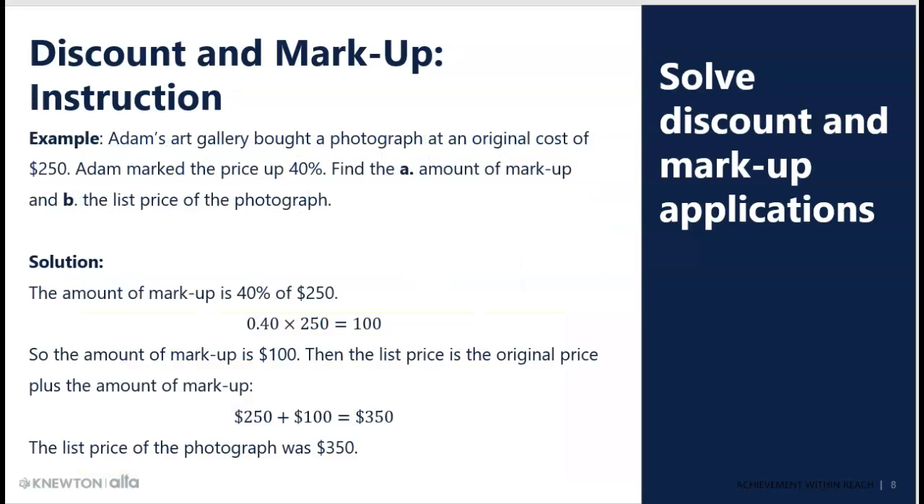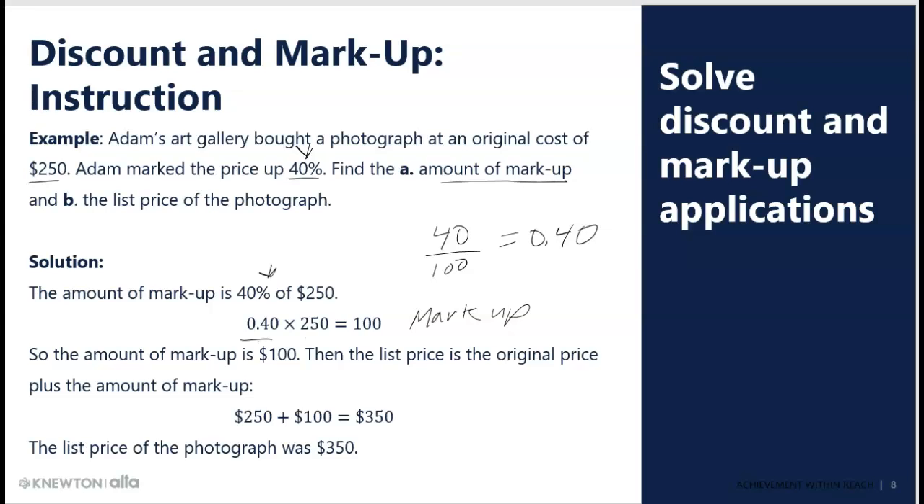So Adam's Art Gallery bought a photograph at an original cost of $250. And then he marked the price up 40%. Find the amount of the markup, that's related to the 40%, and the list price. You're going to have to add the 40% to the $250. So 40% means 40 divided by 100. That's what the percent symbol means. And that is the same as 0.40. So that is what we use here. 0.40 times 250 equals 100. That is the markup. So that's how much money Adam wants to make off of this photo.